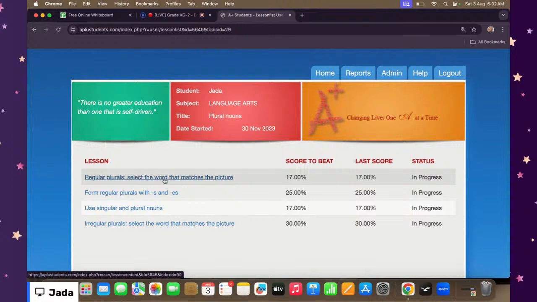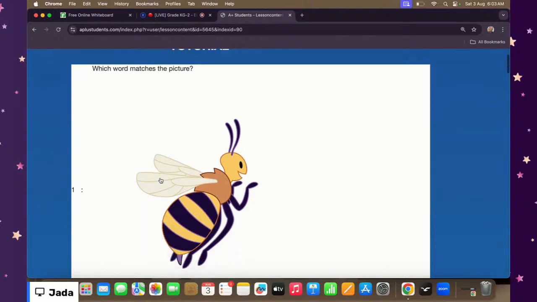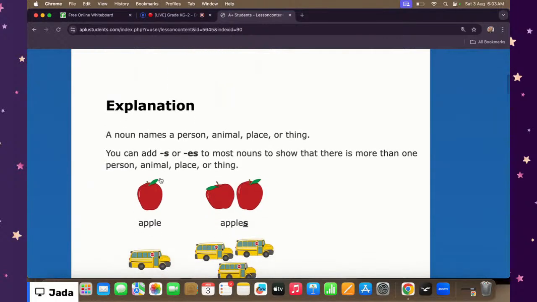So you have to select the word that matches the picture. Okay, so first we need to know what a noun is. What is a noun, everybody? Hi, Ihoma. Hi, Gojo. Hi, everybody. You all are welcome. So, what is a noun? What is a noun?